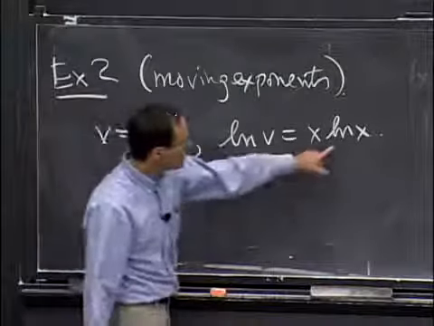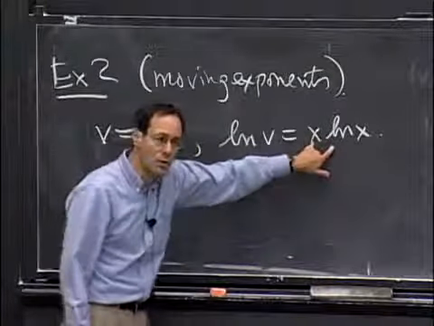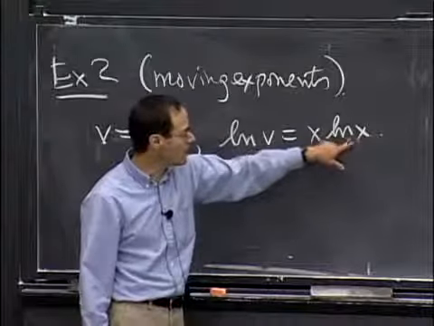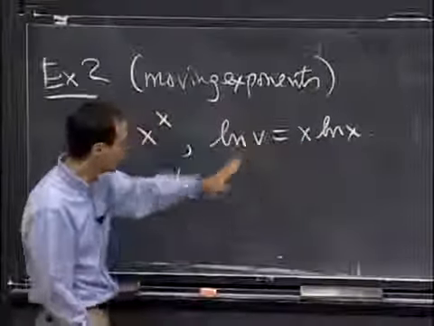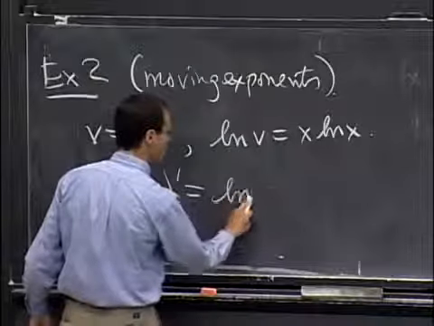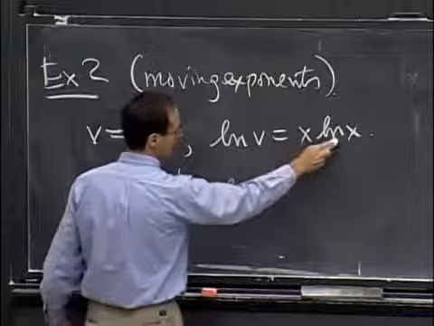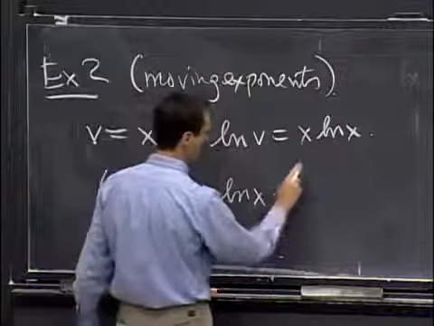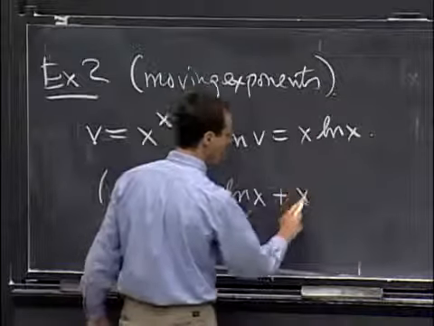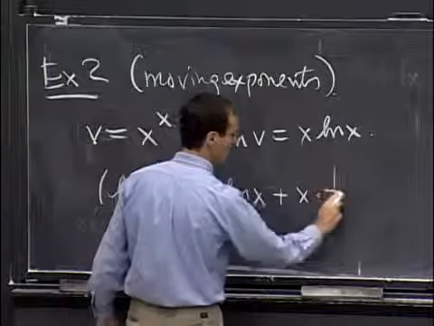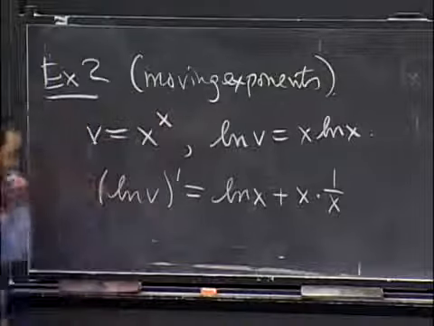And now when I differentiate this, here I have to use the product rule. This time, instead of having log a constant, I have a variable here. So I have two factors. I have log x when I differentiate with respect to x. When I differentiate with respect to this factor here, I get x times the derivative of that, which is 1 over x. Okay?